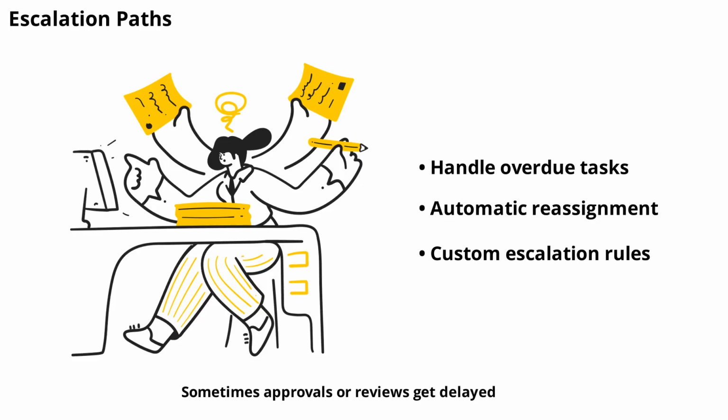Sometimes, approvals or reviews get delayed. Define escalation paths so that overdue tasks are automatically reassigned or flagged to higher-level managers. This keeps your workflow moving and ensures critical content isn't held up. Escalation rules can be customized based on urgency, content type, or team structure.